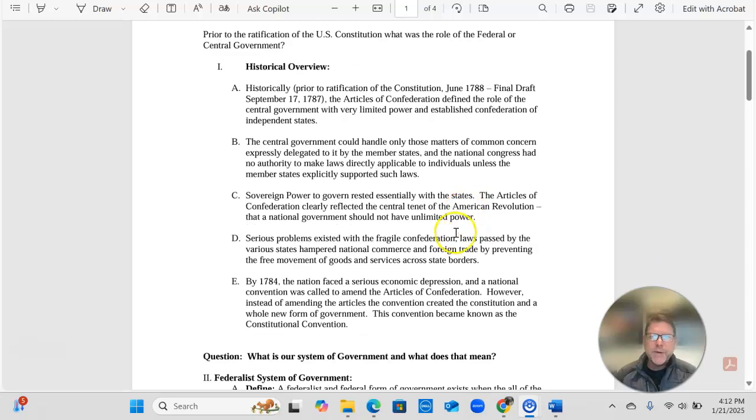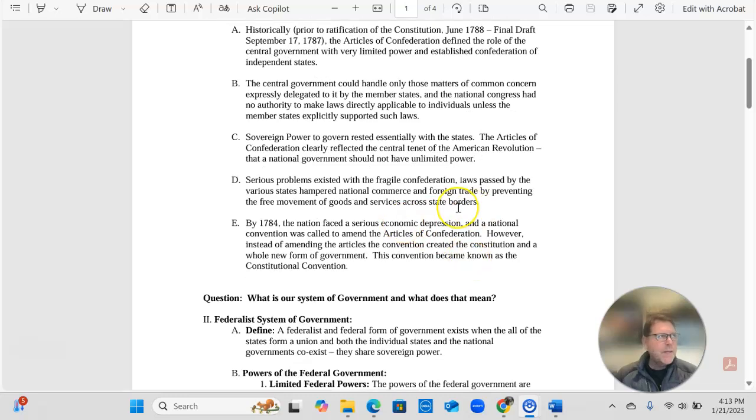You can imagine that after fighting a war and freeing ourselves from this all-powerful government, they didn't want to just reinstitute one. So they really struggled with how much power to give this federal government, and many of the delegate states didn't want a federal government at all. So they came up with the Articles of Confederation, which said that sovereign power to govern rested essentially with the states. The Articles clearly reflected this central tenet of the American Revolution, that the national government should not have unlimited power.